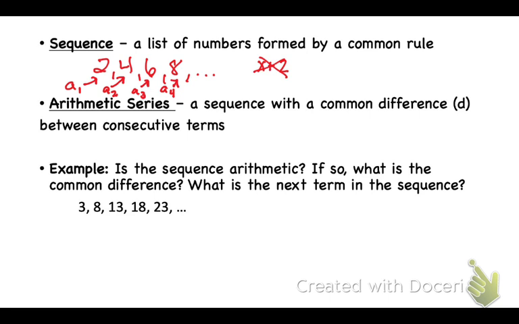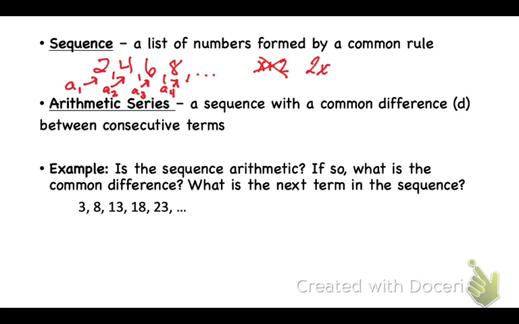8 times 2, or 2x, or 2n, right? If I plug in 1, do I get 2? Plug in 2, do I get 4? Plug in 3, do I get 6? Plug in 4, do I get 8? Yes. That is a list of numbers that has a common rule, and that is a sequence.